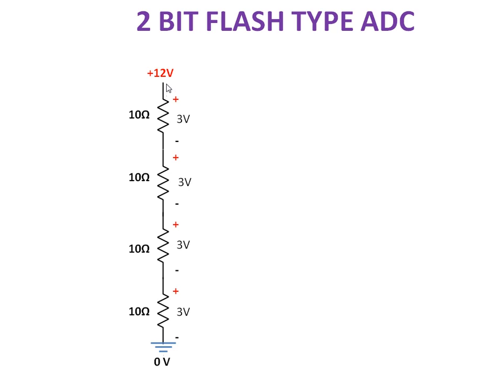If I connect this configuration with a 12 volt DC supply, then the voltage drop across each resistor will be 3 volt, 3 volt, 3 volt. So the voltage is equally divided. When you add all the 3s, you will get 12 volt again. So with respect to ground, the voltage across the first resistor is 3 volt. I hope you know the concept.